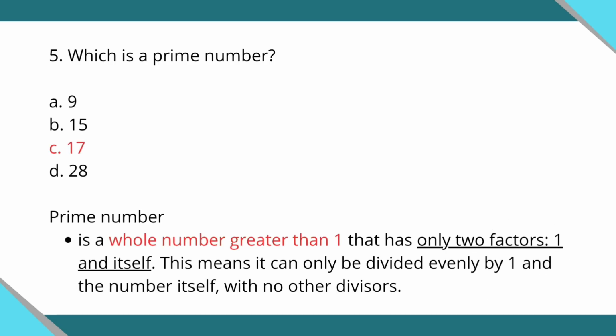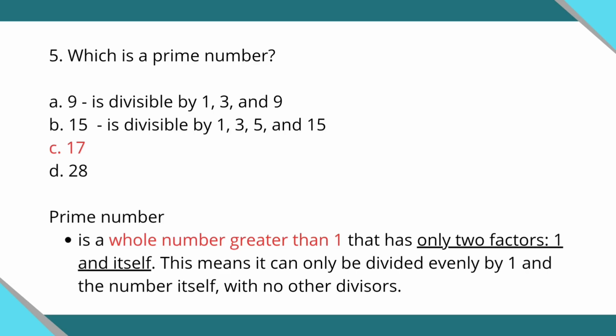A prime number is a whole number greater than 1 that has only two factors, 1 and itself. This means it can only be divided evenly by 1 and the number itself, with no other divisors. While option A, 9, is divisible by 1, 3, and 9, it is not prime because it has more than two factors.